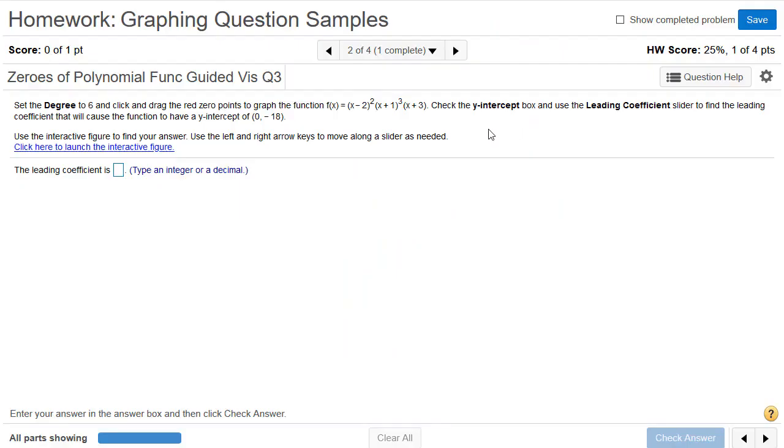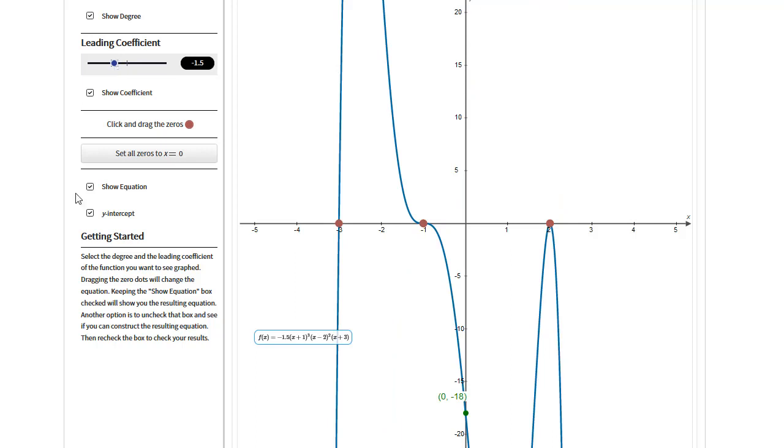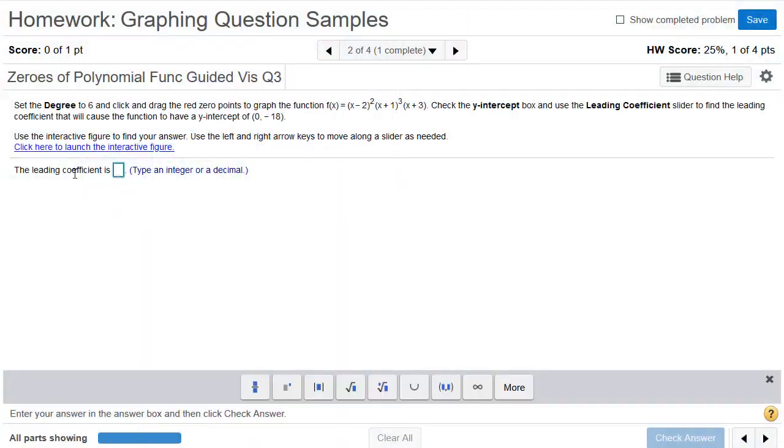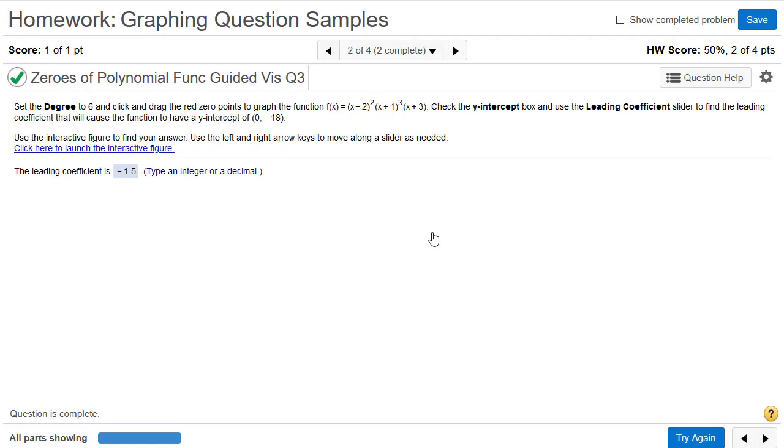And then they're instructed to check the y-intercept box and adjust the leading coefficient so that the y-intercept is -18. Of course, the students could also calculate this algebraically, but in order to have a y-intercept of -18, the leading coefficient needs to be -1.5. While the students aren't actually graphing here, they're using the graph and manipulating the graph and creating the graph to evaluate and understand better what's going on.